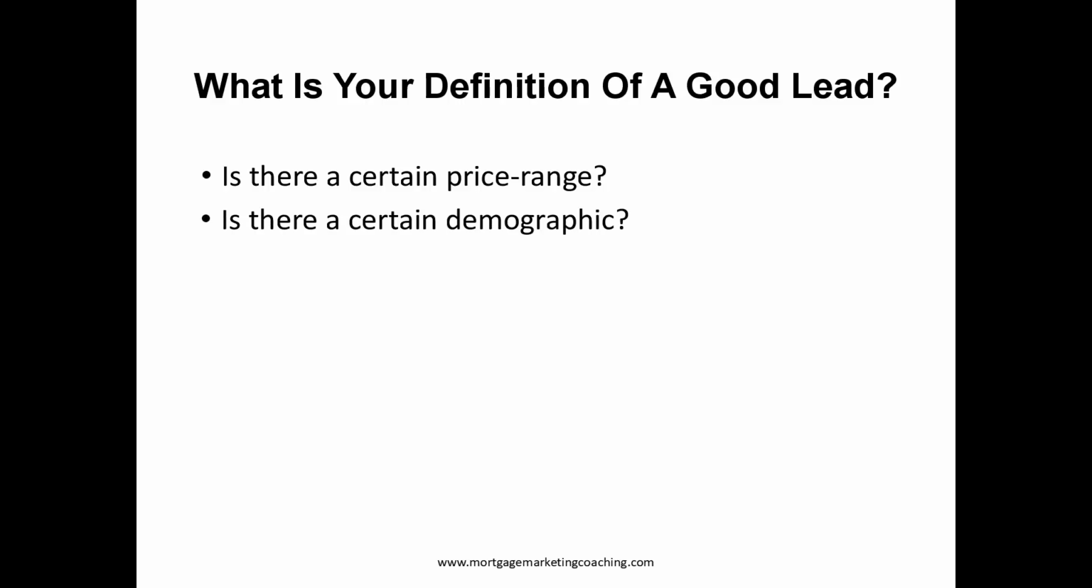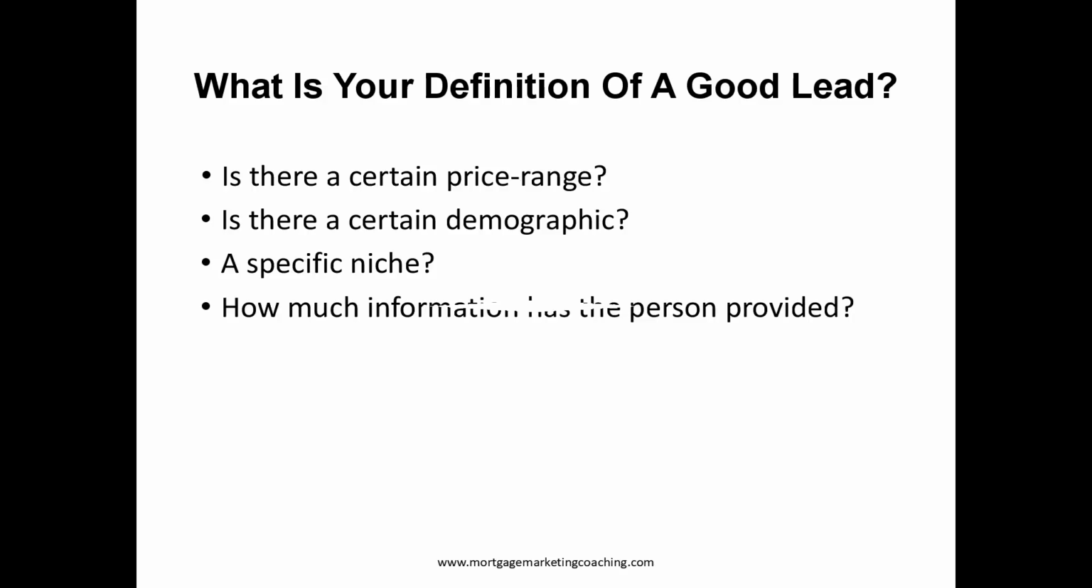Some of you guys perform better with certain age groups. Some of you guys perform better with specific niches. Okay, so maybe general purchase versus VA, FHA, first-time home buyers. In your opinion, a good lead, how much information have they given you up front?